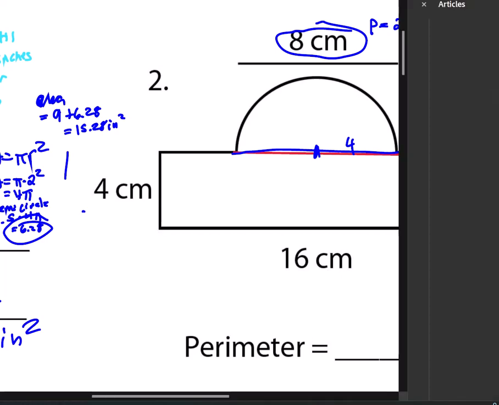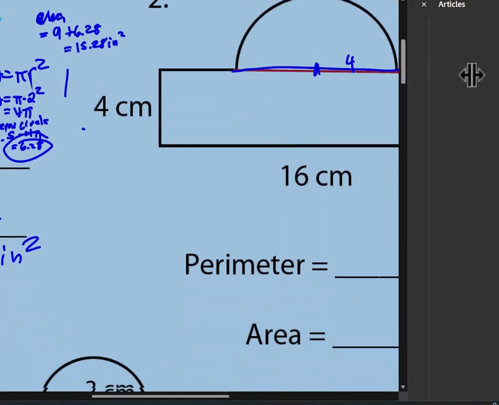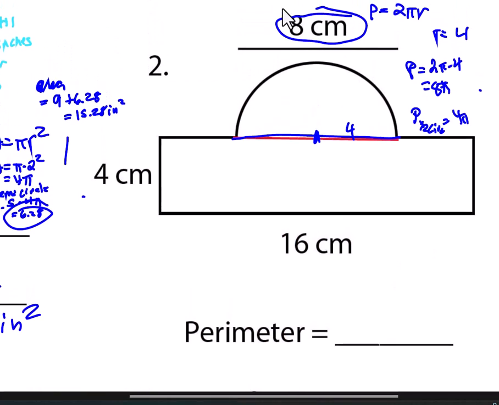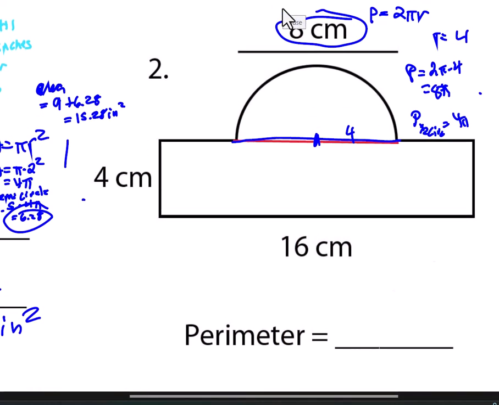I don't know how to get rid of that. Oh, now I have all of that. Great. Okay, so the perimeter of the half circle is 4 pi.